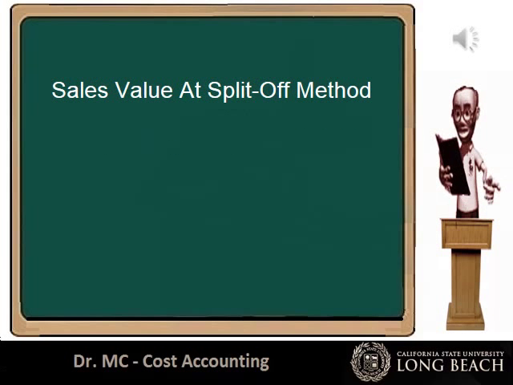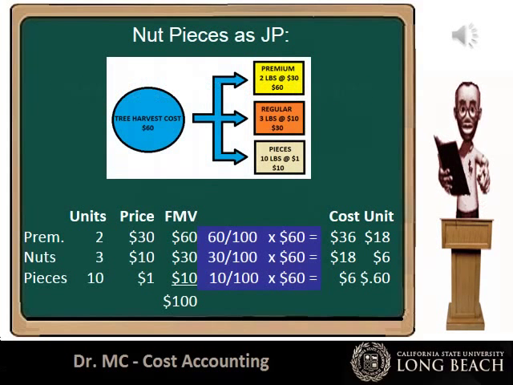The next method that we will discuss is called the sales value at split-off method. With this method, the firm looks at the fair market values of the joint products at the split-off point. Assume that all of the products are joint products. With our example, the firm would allocate the joint costs based on the premium nuts value of $60, the regular nuts value of $30, and the nut pieces value of $10.